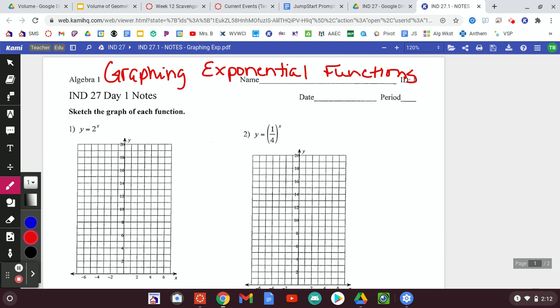For those of you at home, you're going to want to pause this video here in a minute and sketch these graphs. For those of you in class, I did go ahead and give you a 3-hole punch note, so you don't have to worry about sketching your graphs. You can just put this right in your binder. Hopefully you've written the name on this. Graphing exponential functions is the name of today's lesson.